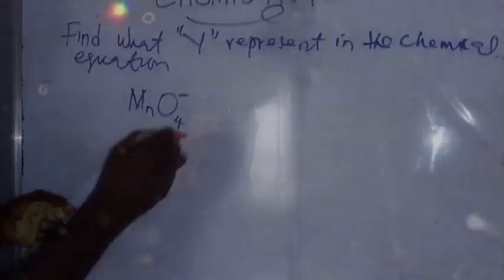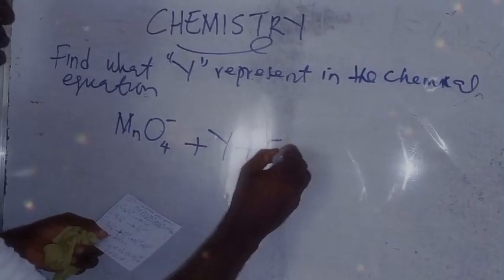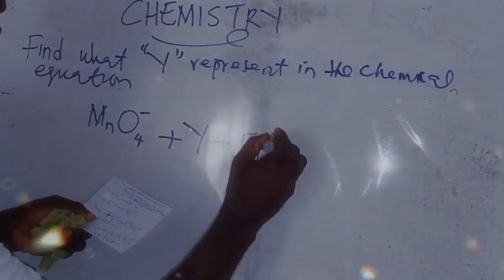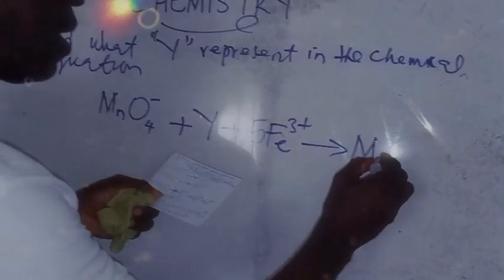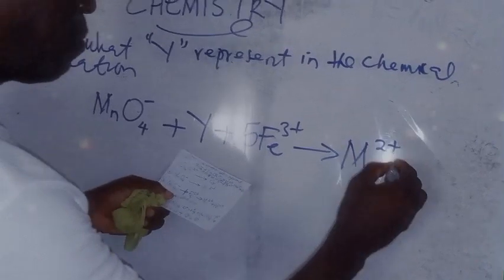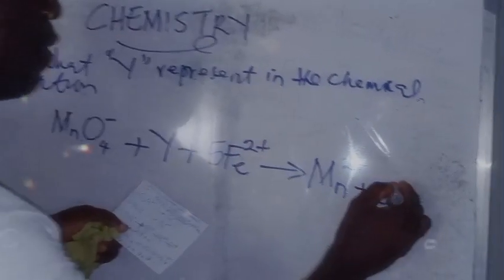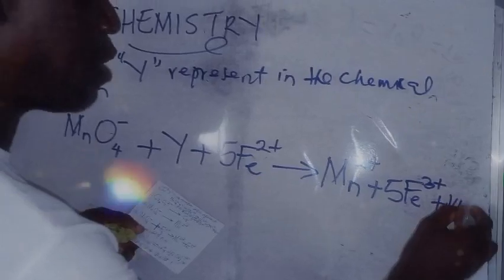Now look at the equation. You are given MnO4 minus plus Y plus 5 Fe2 plus, giving you Mn2 plus plus 5 Fe3 plus, please take note, then plus 4 molecules of water.